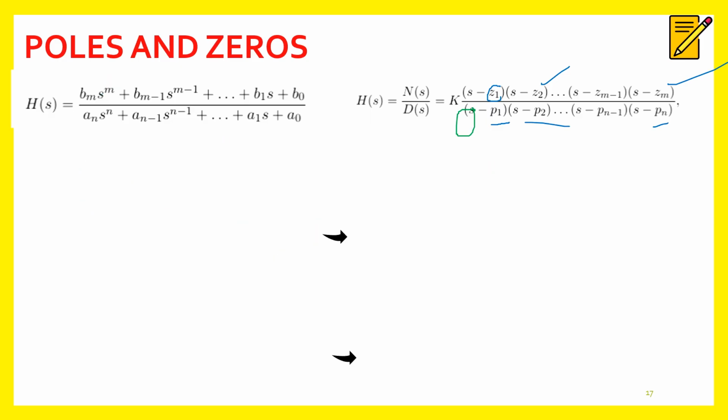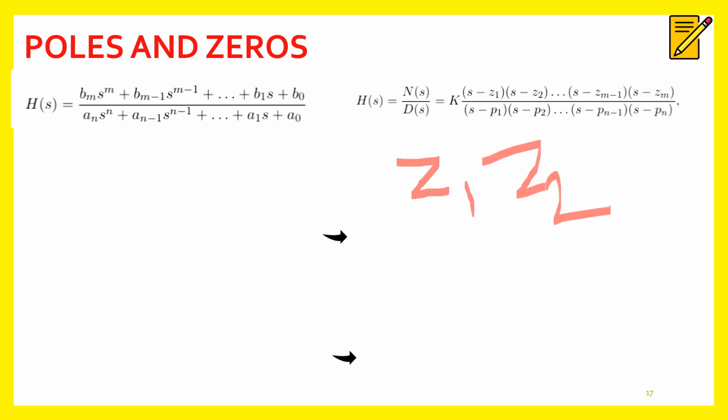So let us define zeros. If you want to define zeros, we need to concentrate on the numerator. The roots of the numerator are called zeros. What are the roots we got here? The roots are z1, z2 up to zm. When you substitute s as z1, the total transfer function will take a value of 0.